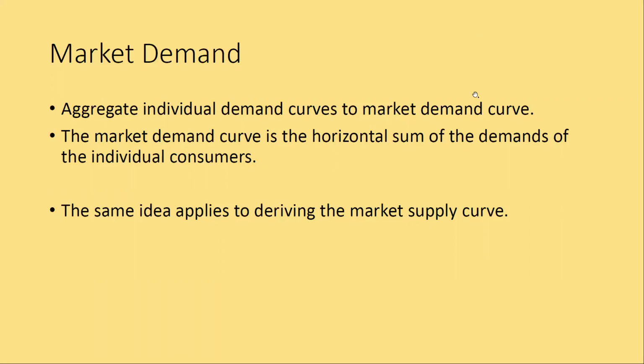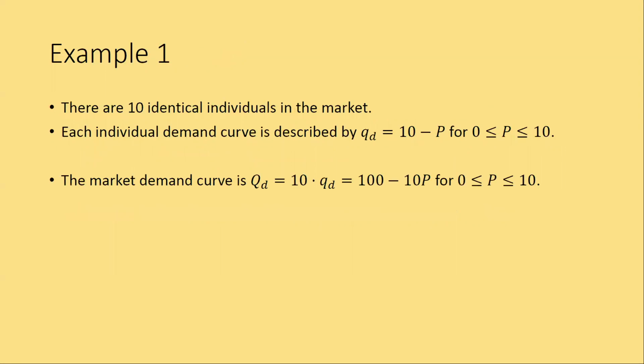And I'm going to go over two examples in deriving the market demand curves. The first is very straightforward. All the individuals are the same. So if there are 10 identical individuals in the market, based on the utility maximization problem that we have solved, we have derived the demand curve for every individual.